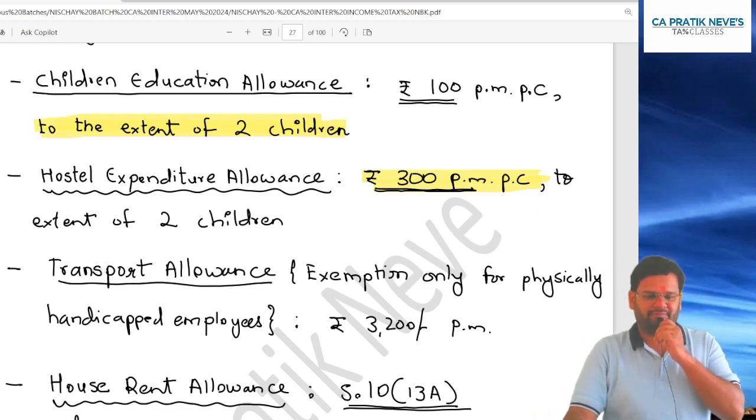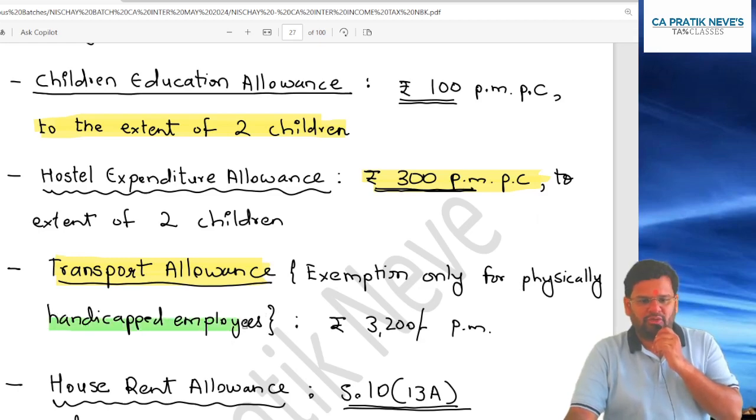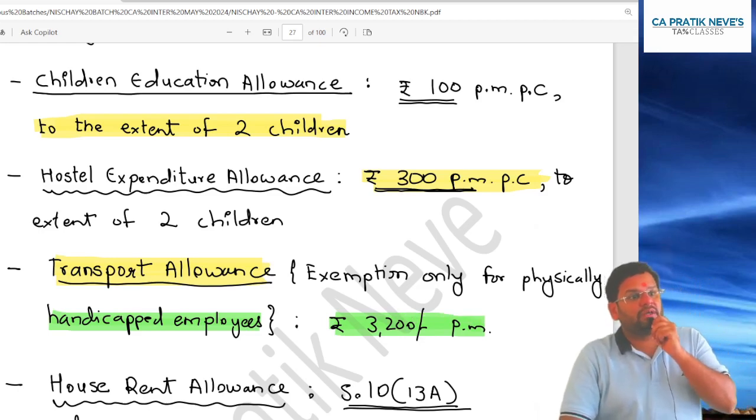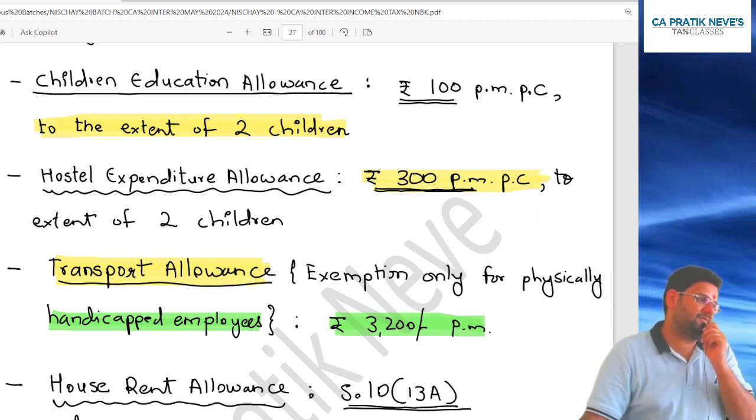Transport allowance. Transport allowance is allowed, very important point, only for physically handicapped employees. Allowed only for handicapped employees. How much? 3,200 per month. By the way, transport allowance will be allowed even in 115 BAC. But the first two will not be allowed in 115 BAC.